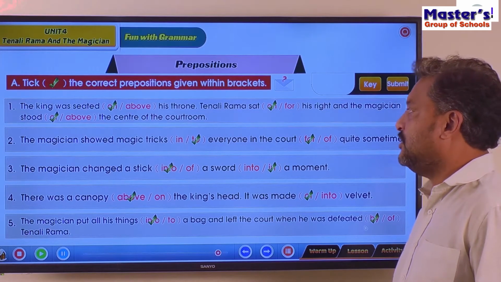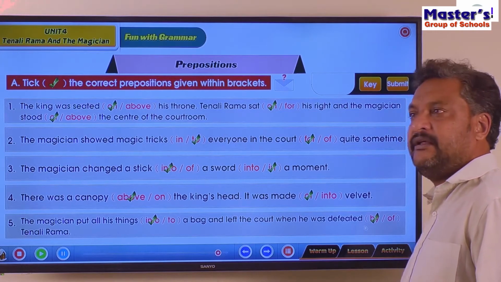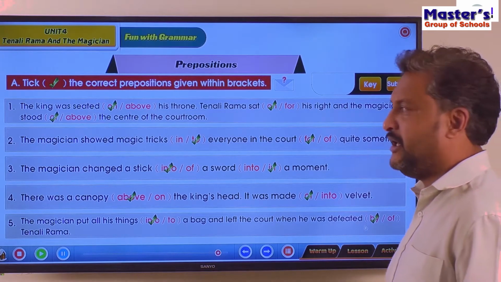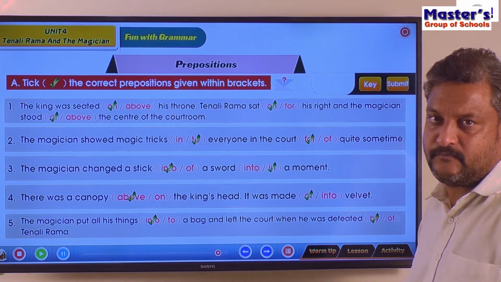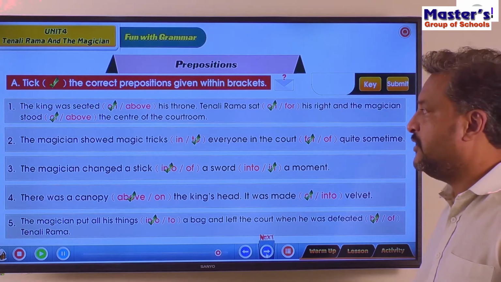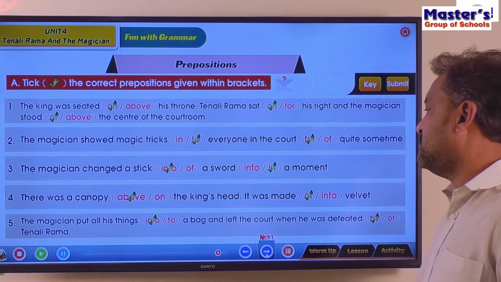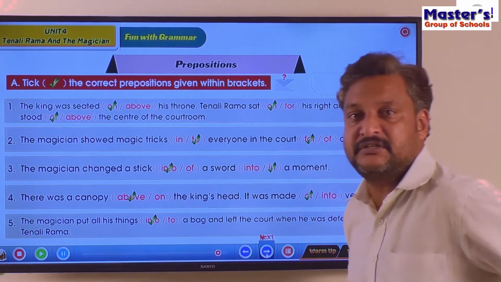Now I will keep the screen the same for another minute so that you can have a look at this once again. Read the sentences carefully and observe the usage of prepositions in them.